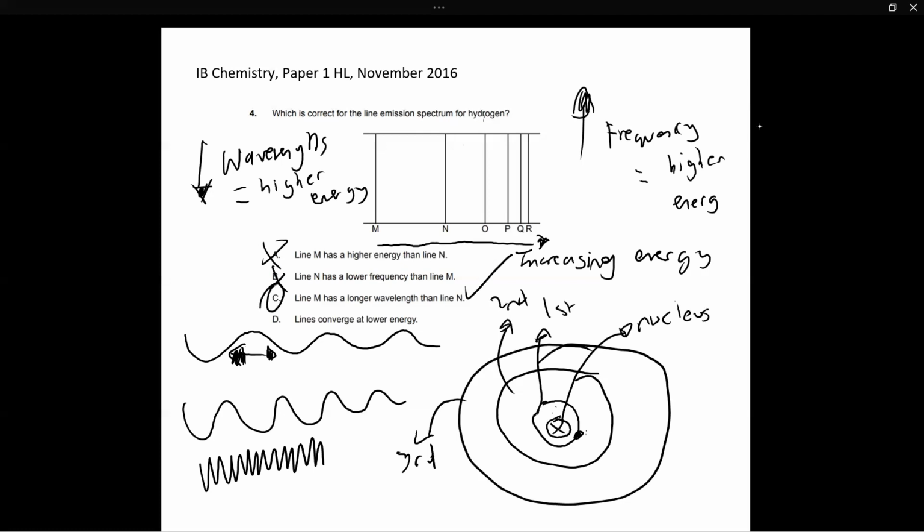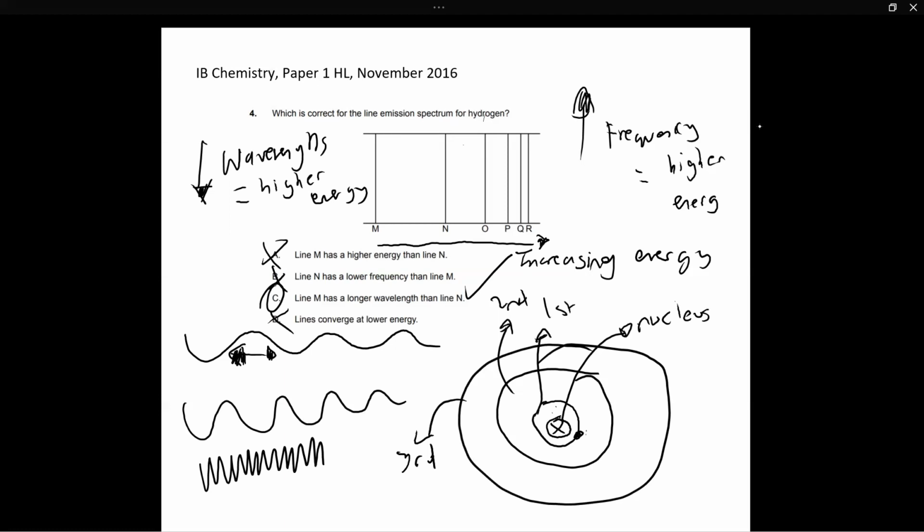And what about D? D says lines converge at lower energy. And this is false. The truth is that lines converge at higher energy. We can see over here in this emission spectrum, as we increase energy, these lines are coming closer and closer together. And eventually they will come so close together that they form a continuum. So it kind of looks like just one continuous color. If you search it up, you'll see what I mean. So these lines actually converge at higher energy, not lower energy. So that's why this is wrong. So the correct answer is C.